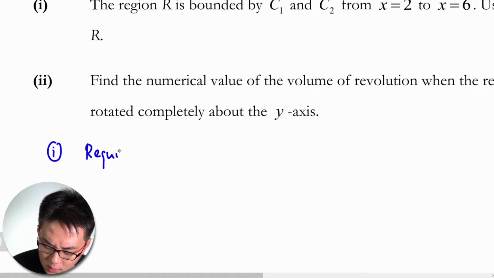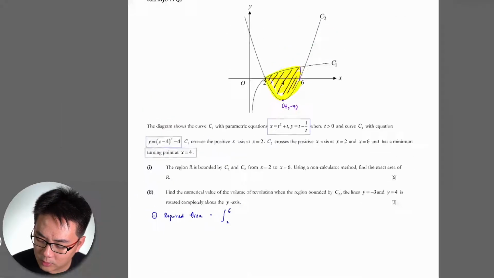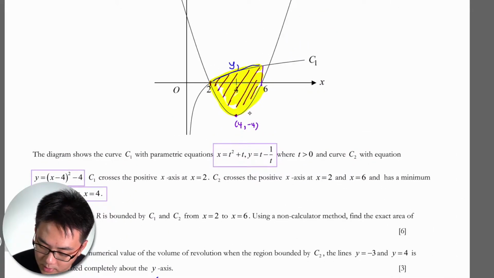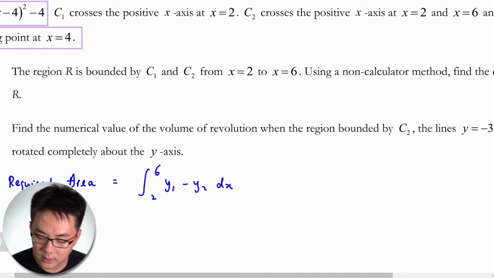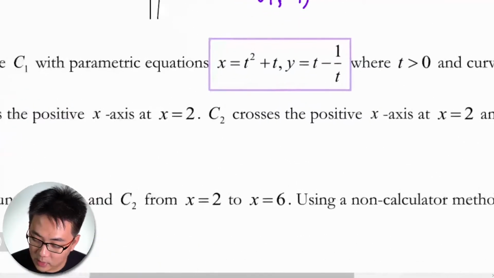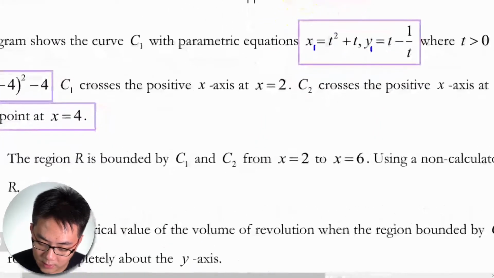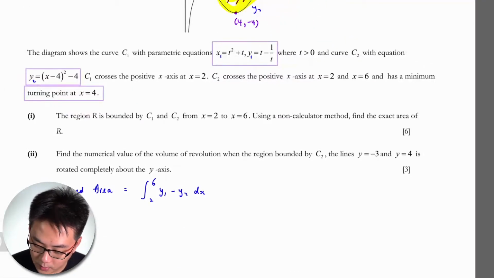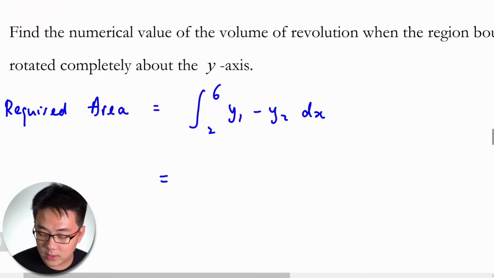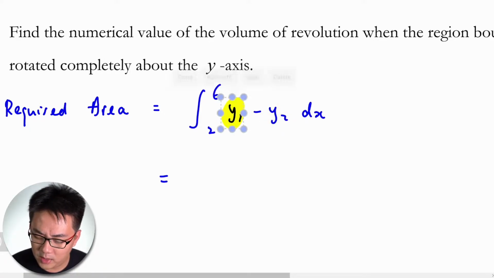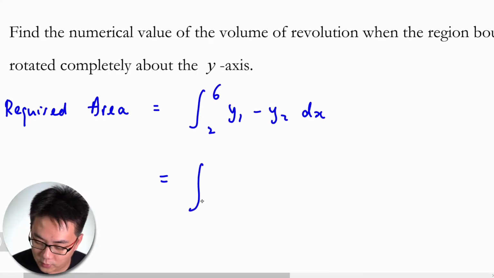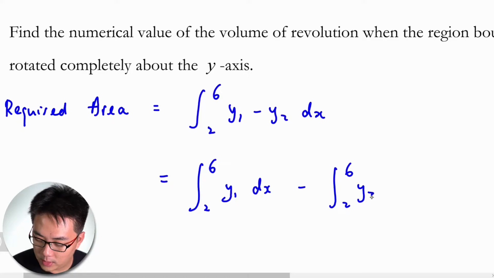Required area would be from 2 to 6, the top curve, which is y1, minus the bottom curve y2, y1 minus y2 dx. That's about it. So label all: this is x1, y1, and this is y2, because this is C2. I'm just going to separate it out, because this will be in parametric form, and this will be in Cartesian form. It shouldn't be a problem for you. Just integral of y1 dx minus the integral from 2 to 6 of y2 dx.